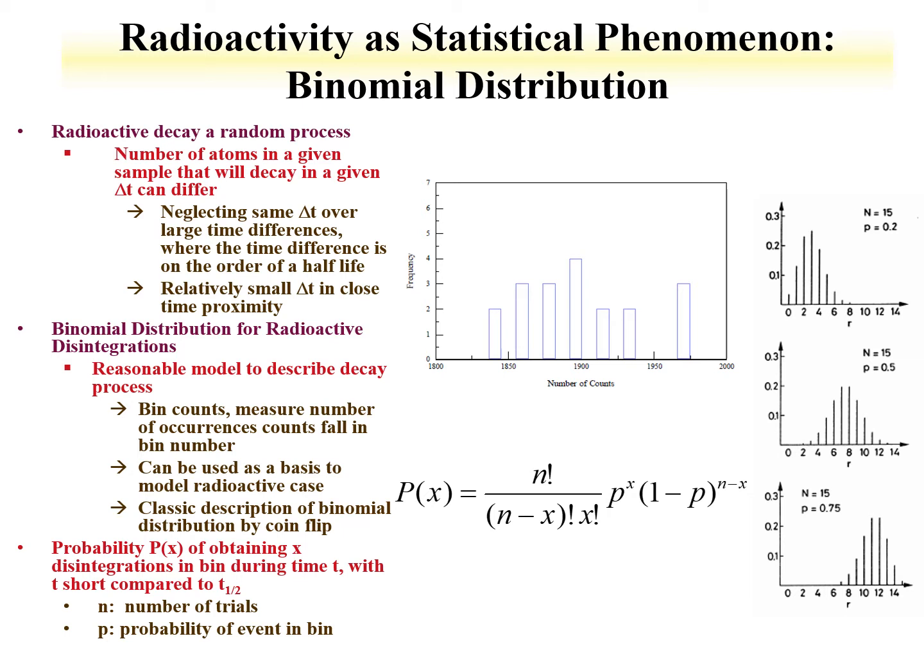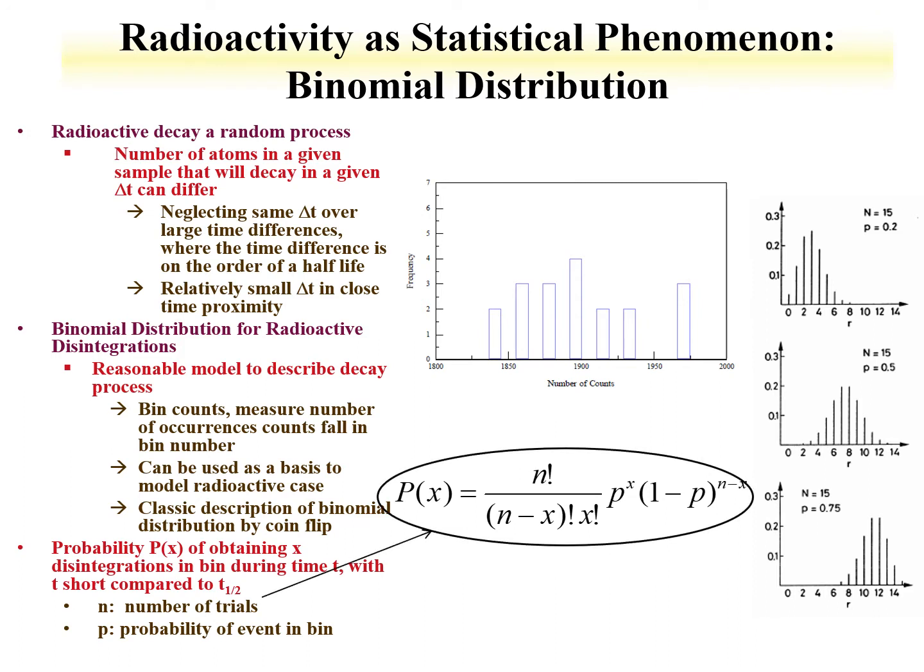And this is really due to the binomial distribution of radioactive disintegrations. We can model it that way. It's a reasonable model to describe the decay process. We can bin count, measuring the number of occurrences that fall in a bin. This can be used as a basis for modeling our radioactive decay. The classic binomial distribution is a coin flip, right? So this is an example of binning numbers, having them fall into certain bins.